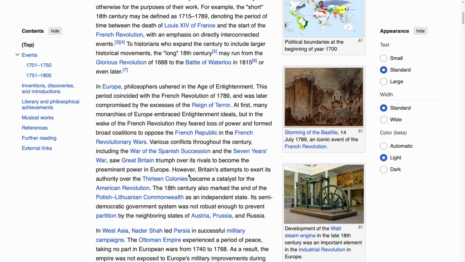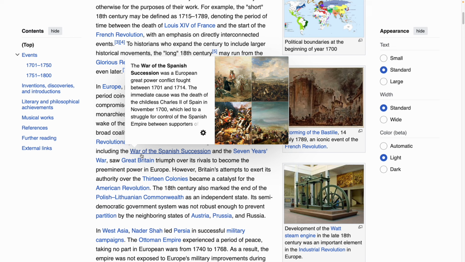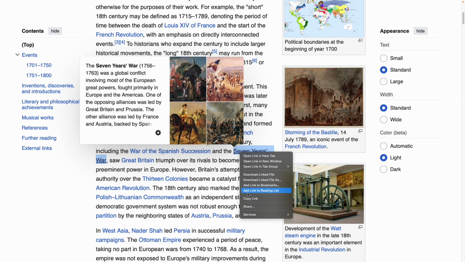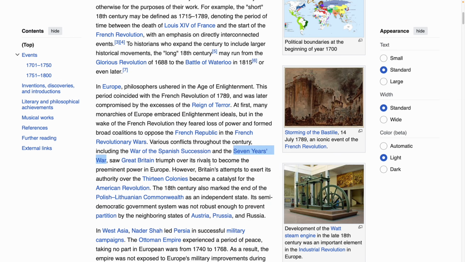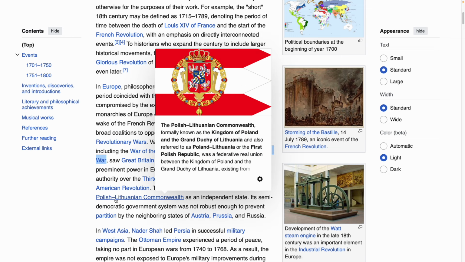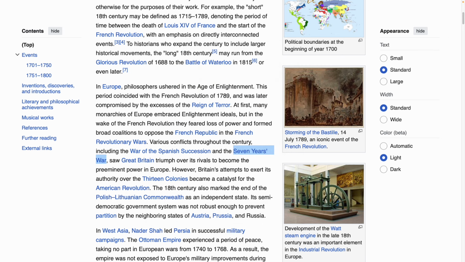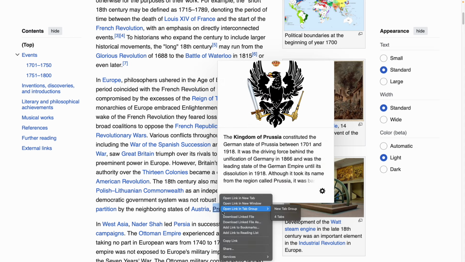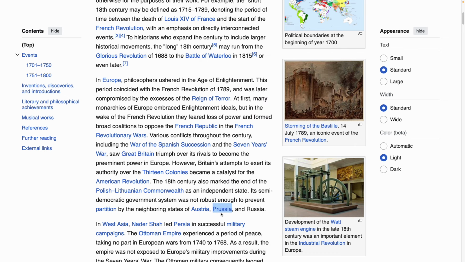Okay. Various conflicts throughout the century, including the War of Spanish Succession and the 7 Years' War, saw Great Britain triumph over its rivals to become the preeminent power in Europe. However, Britain's attempt to exert authority over the 13 colonies became a catalyst for the American Revolution. The 18th century also marked the end of the Polish-Lithuanian Commonwealth as an independent state. Its semi-democratic government system was not robust enough to prevent partition by the neighboring states of Austria, Prussia, and Russia. Prussia is a country that doesn't exist nowadays, but it was in those days.